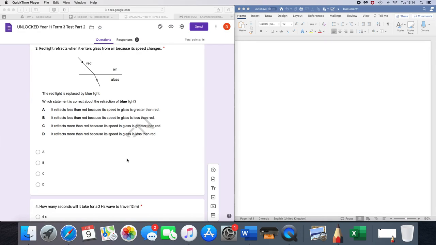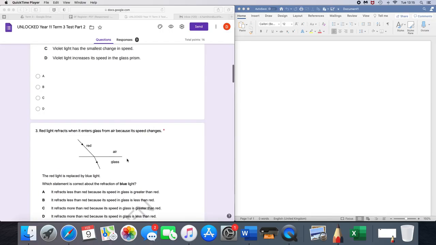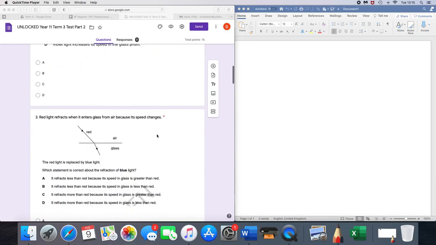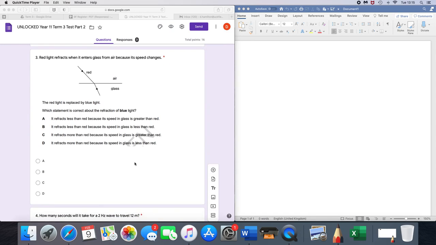Very similar question here. Red light refracts when it enters glass from air because its speed changes. If it was blue light, what would happen? Would it refract less than the red because its speed in glass is greater? Refract less than red because its speed is less? More because its speed is greater? Or more because its speed is less? Well, it will refract more, and actually, if you refer back to this question, you can see that. It will refract more. That's because it is slowed down more. So the answer is D.